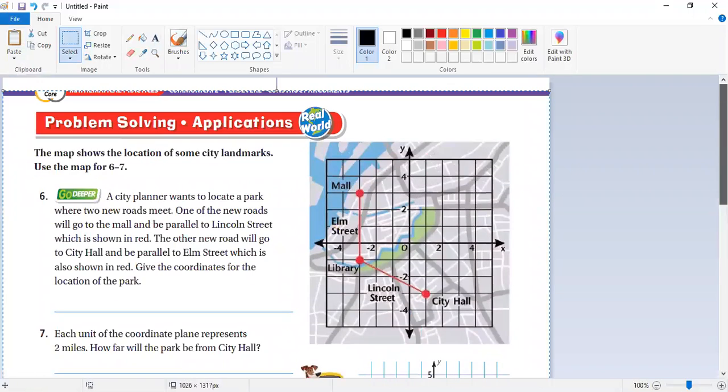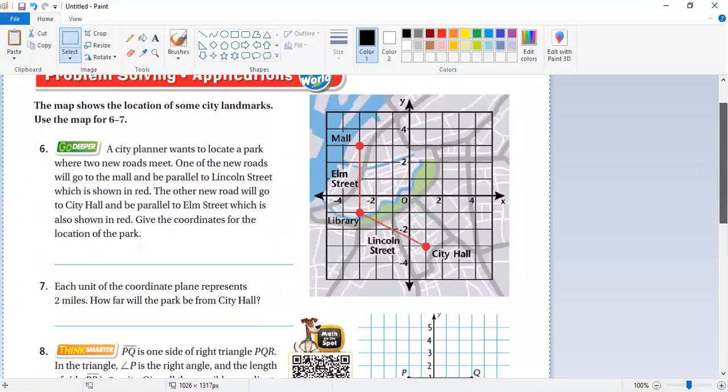Okay, so this is going to be question number 6. First, of course, we have to join and check which is going to be the road for this. He wants to make a park where 2 new roads meet. So which are the new roads? One of the new roads will go to the mall, from the mall it will go, but it should be parallel to Lincoln Street. The other new road will go to the City Hall, so it will come here, and it should be parallel to Elm Street. Parallel means it should be a straight line like that.